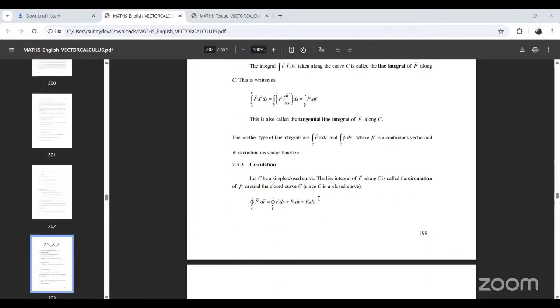There is no need to go into the figure, but you should remember this one thing: the integration of F dot dr by ds into ds equals F dot dr. Here ds gets cancelled, and again we are getting F dot dr. So this is called the tangential line integral of F along the curve C.